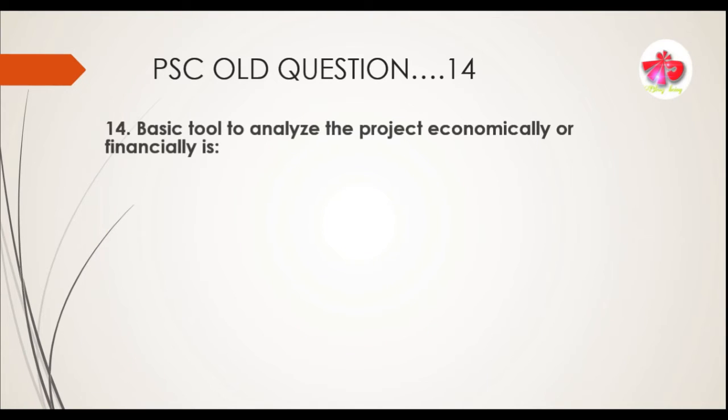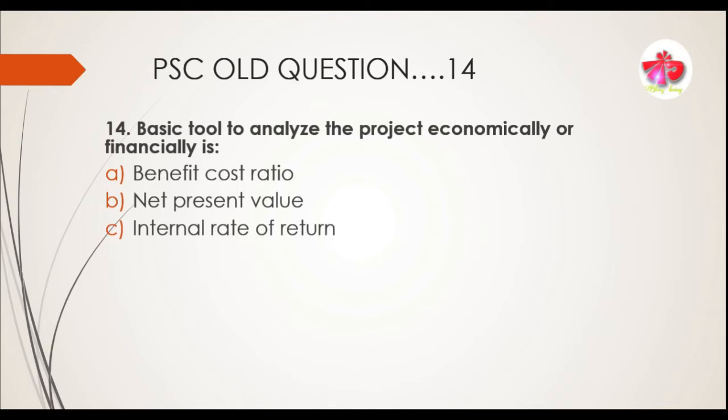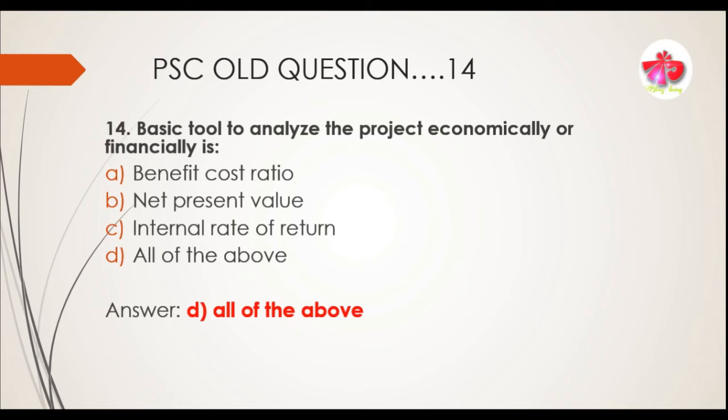Question number 14. Basic tool to analyze the project economically or financially is: option A, benefit cost ratio; option B, net present value; option C, internal rate of return method; and option D, all of them. So friend, the basic tool to analyze the project economically or financially is all of them, that is benefit cost ratio, net present value, and internal rate of return method. All of the above will be the correct answer here.